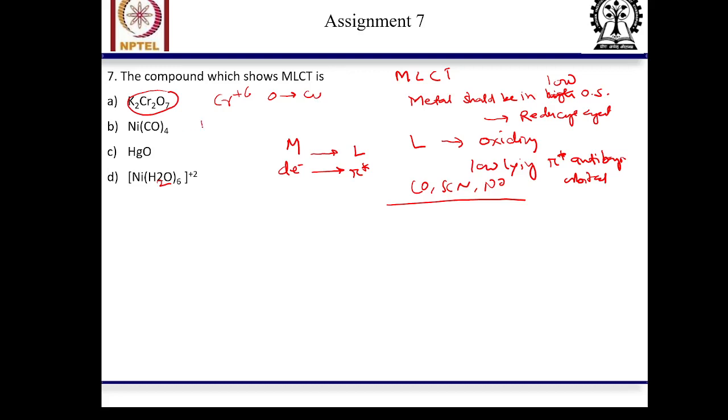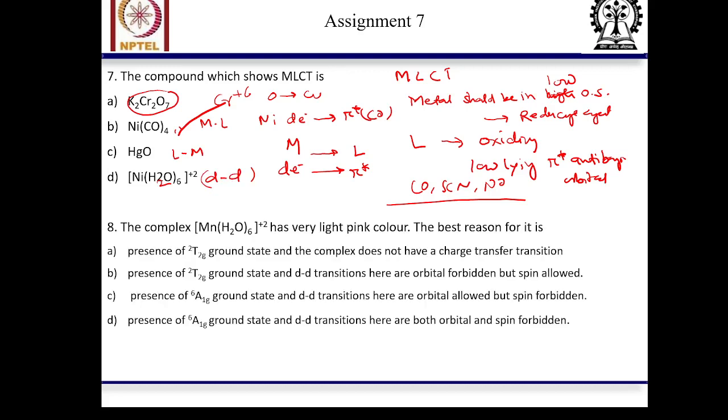In Ni(CO)4, metal to ligand charge transfer is there because nickel d electrons are transferred to pi star of CO. That is the correct answer for this. HgO is again ligand to metal charge transfer, and in the last one there is no charge transfer. Here is only d-d transition. Okay, I will go to the next question.